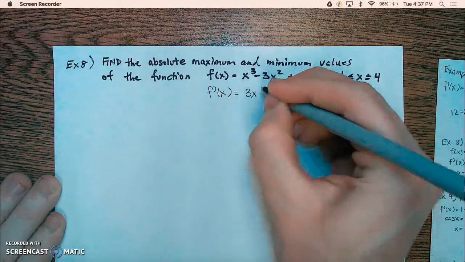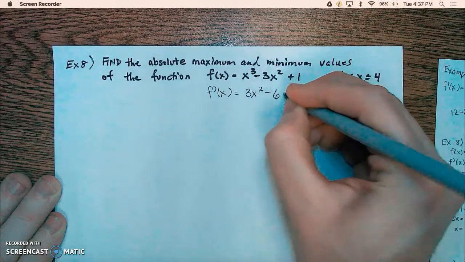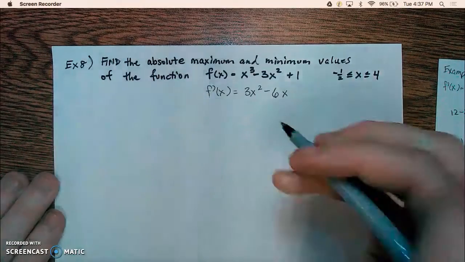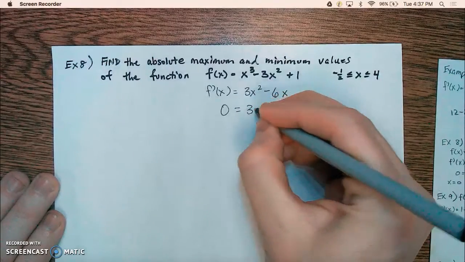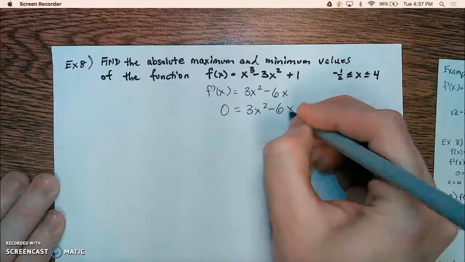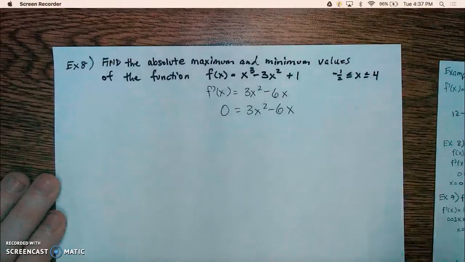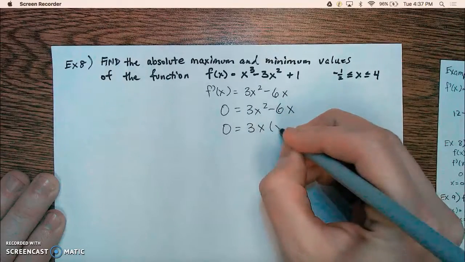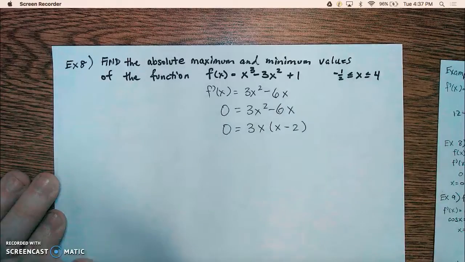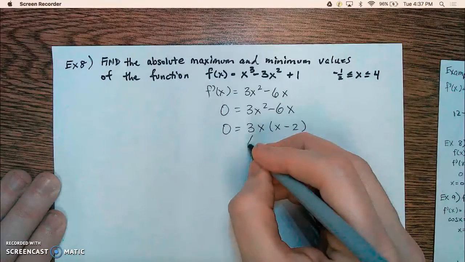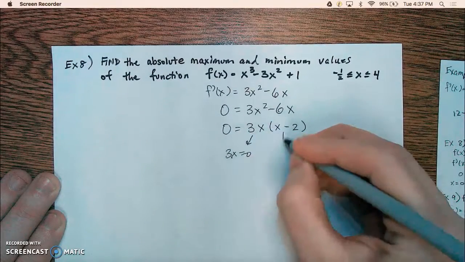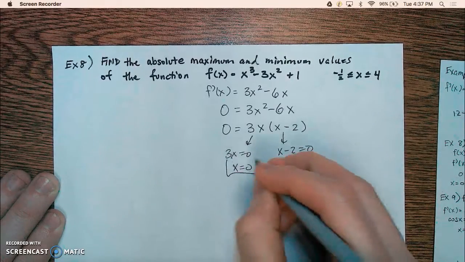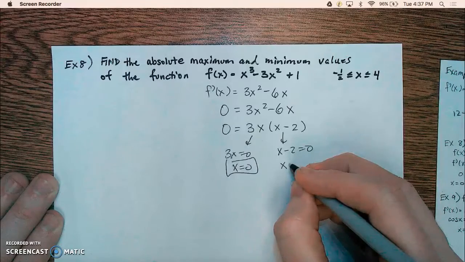I get 3x squared minus 6x plus 0. And then I want to find the critical numbers, so I'm going to set that equal to 0. And then I'm going to factor out a 3 and an x. That would give me x minus 2. And then set each of these equal to 0. And we get critical points at 0 and at 2.